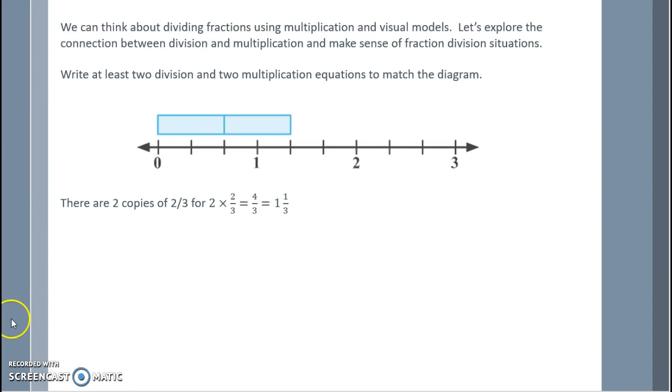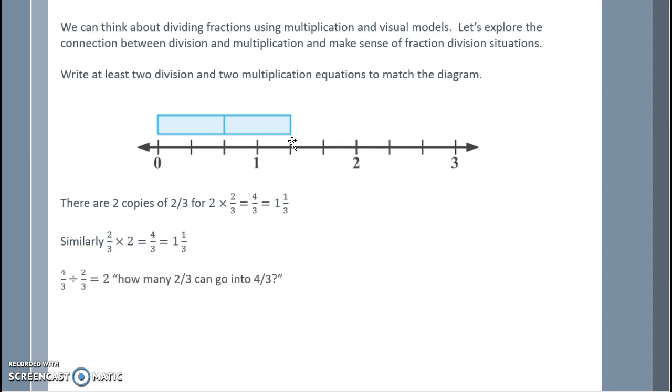When I look from 0 to 1, I see that it is broken into thirds, and this first part is 2/3 and this second part is 2/3. So two copies of 2/3 means that we multiply 2 times 2/3, which is 4/3, the same as 1 and 1/3. Similarly, we can reverse this as 2/3 times 2, which is 4/3, which is 1 and 1/3.